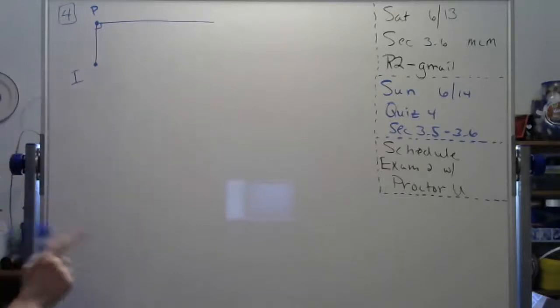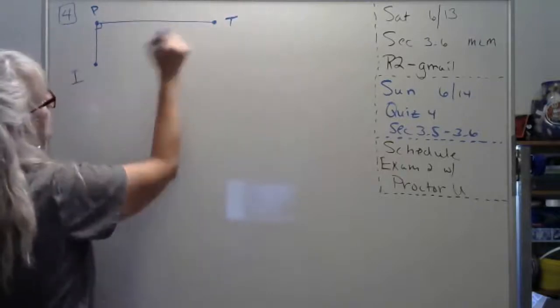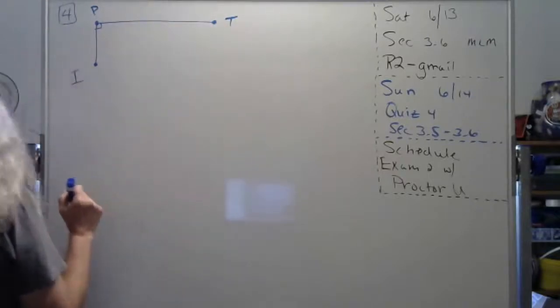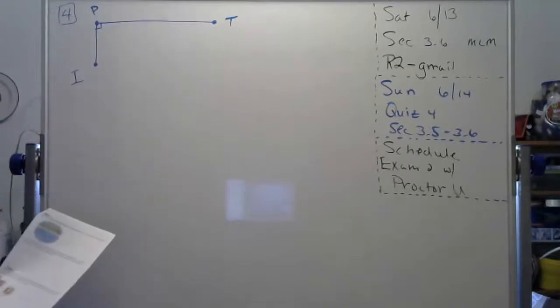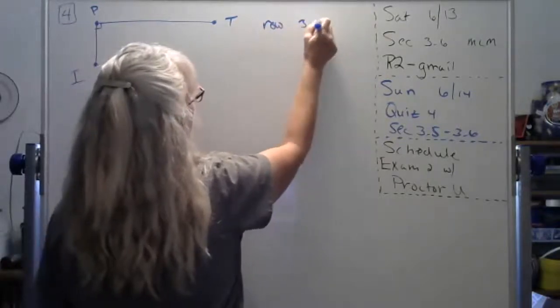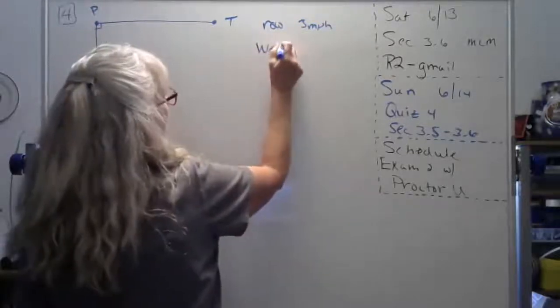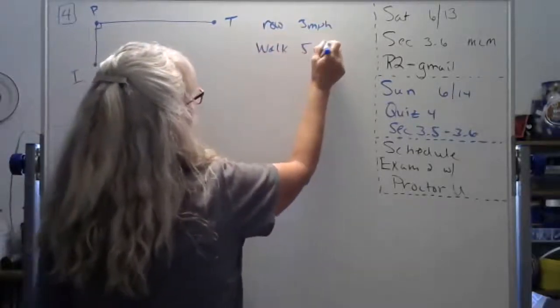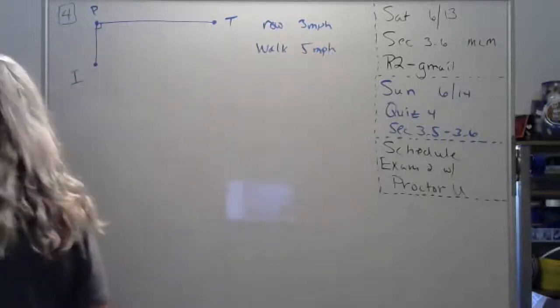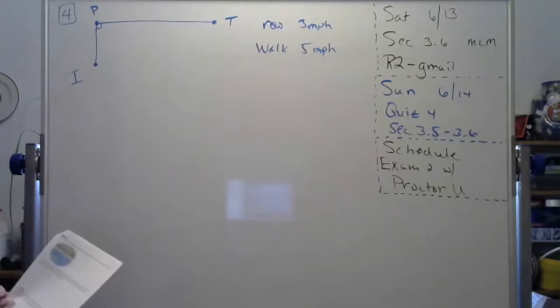Okay, a town is 12 miles down the shore from P, so I'm going to call this T for town, and we know that the total distance is 12. If a person can row a boat at an average speed of 3 miles per hour, and the same person can walk at 5 miles per hour, they want me to build a model that expresses the time as a function of the distance x from P to where the person lands the boat. That just looks like a bunch of gobbledygook.